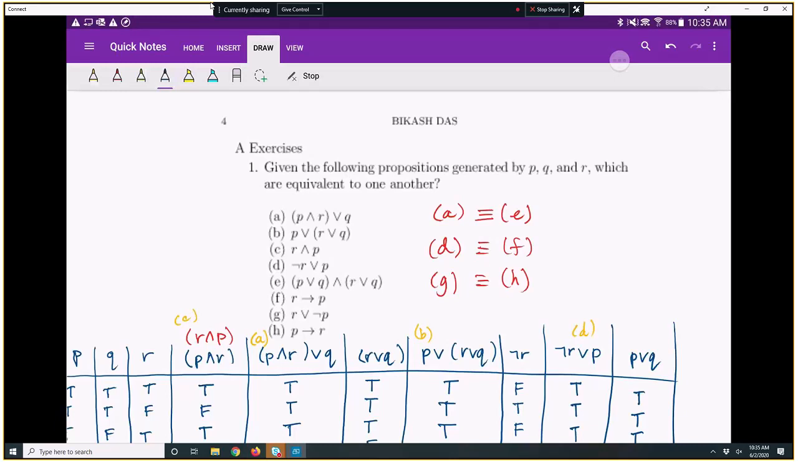Then D and F are logically equivalent. This is the one we discussed earlier. R implies P is going to be logically equivalent to not R or P. So this again is going to be a handy equivalence to remember and use whenever we need it. And then in the same fashion, P implies R is equivalent to R or not P.